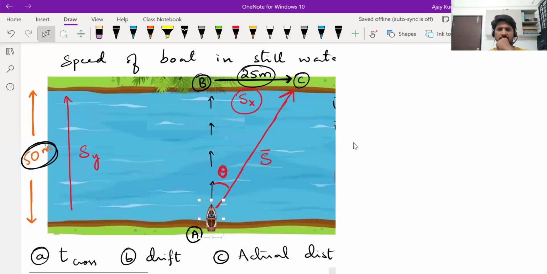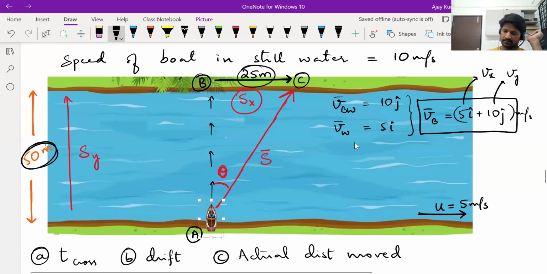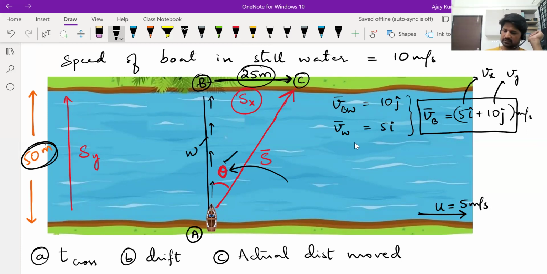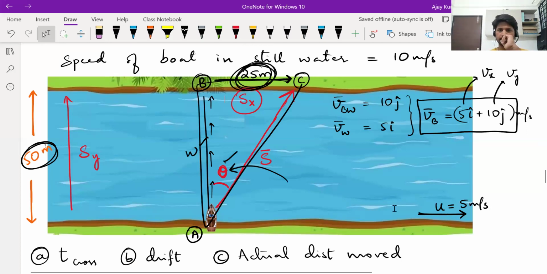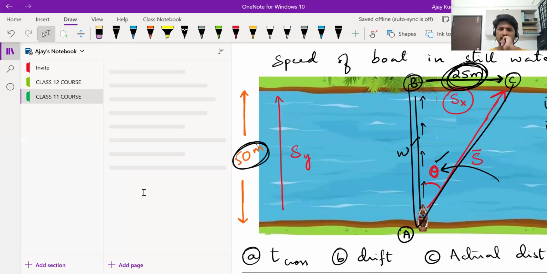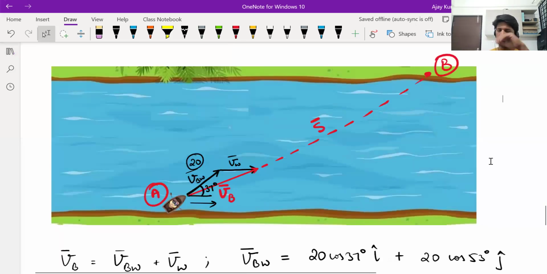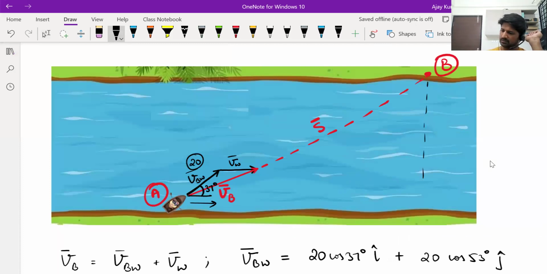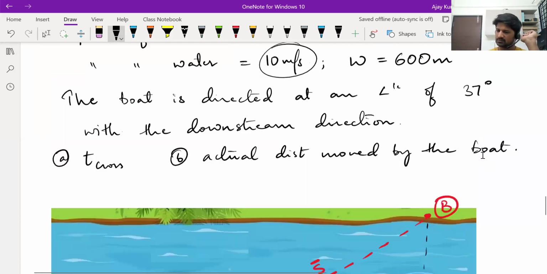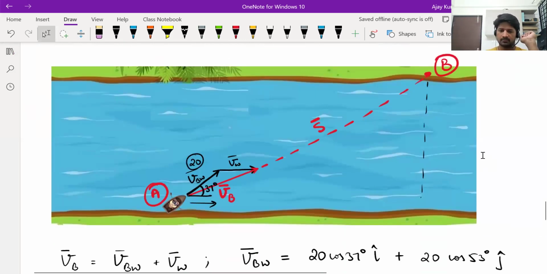The idea you gave there was to use this angle theta, using this angle and the width. If you know the width and this angle, since this is a right angle triangle, you said we could calculate this drift. We can do something similar in this case also. How? We know the width of the river, 600 meters.